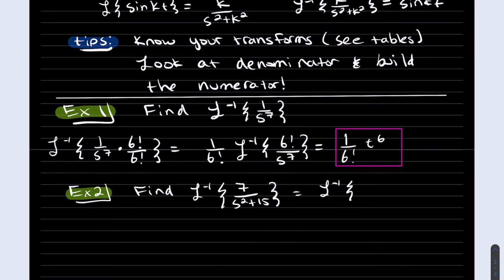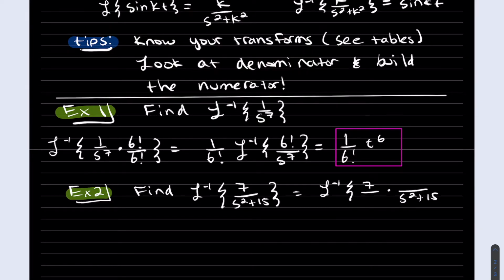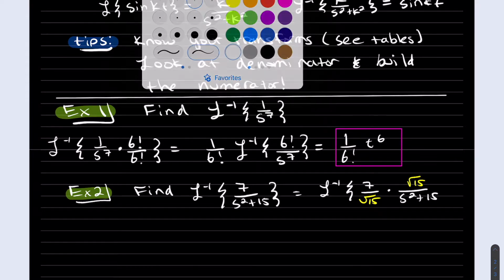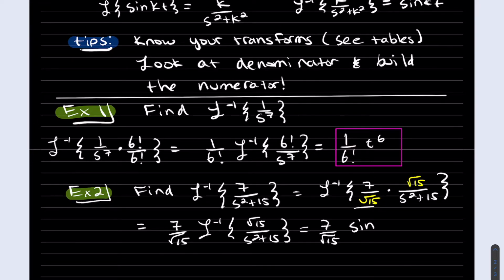And we'll just leave that like that since 6 factorial is so big. So what we want to do is take this 7, keep it separate, and then we want the square root of 15 on top, since there's no s on top. Put it on the top and the bottom. And then you pull this out, and pretty soon we won't have to do it in the spinny steps, which is 7 over, and this is sine of square root of 15 times t.